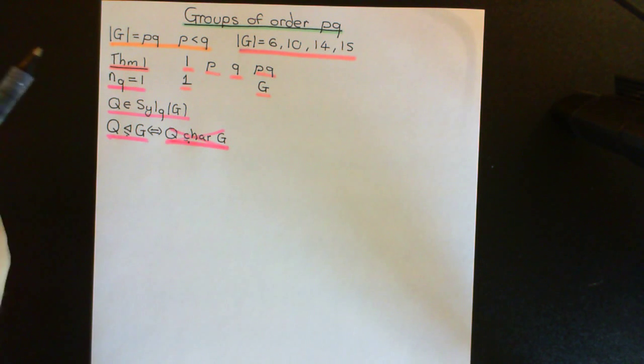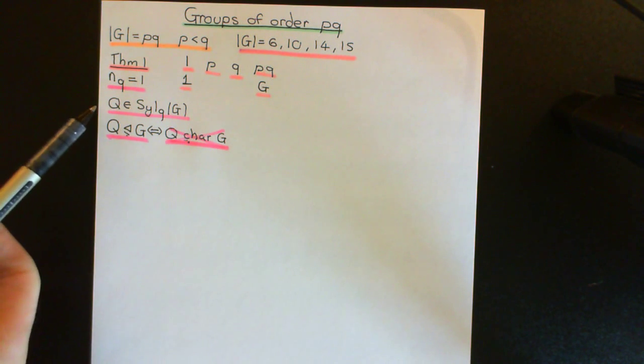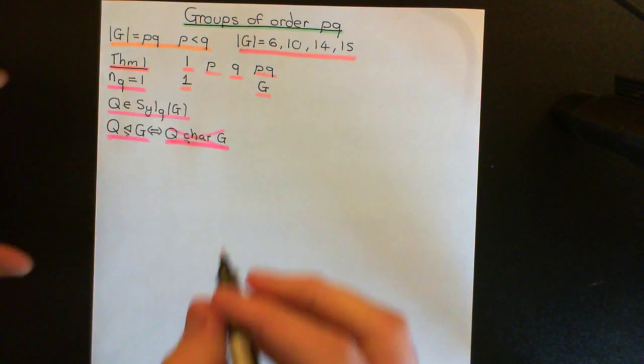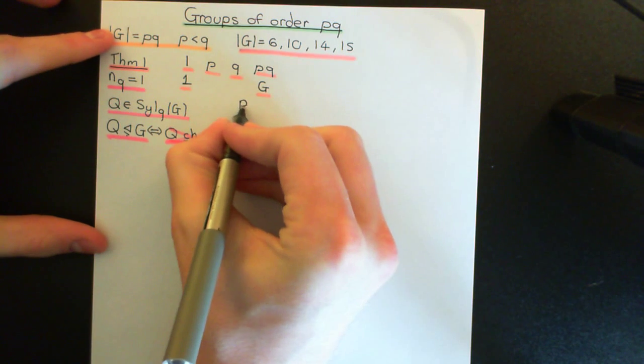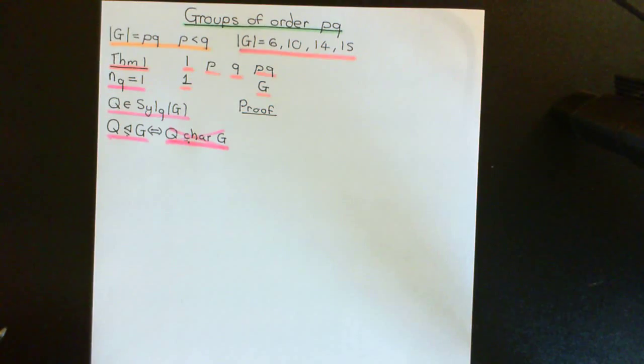Theorem 1 then is that there is only one Sylow Q subgroup, and if that is true, then this single Sylow Q subgroup is indeed going to be a normal Sylow Q subgroup and therefore also characteristic. Okay, so how can I prove this? Well, it's a very simple proof. We're just going to use the third Sylow theorem. So here comes the proof here.